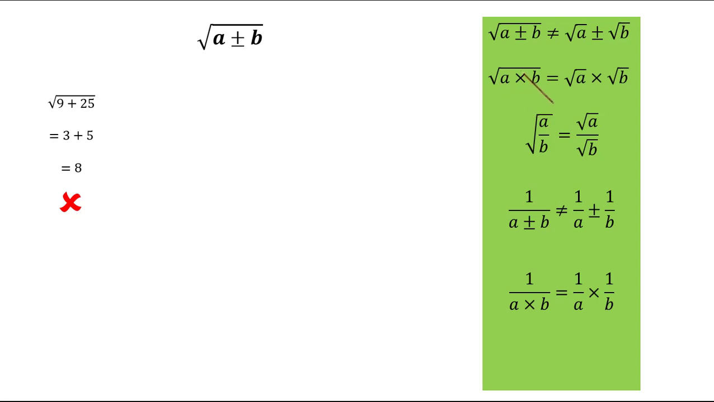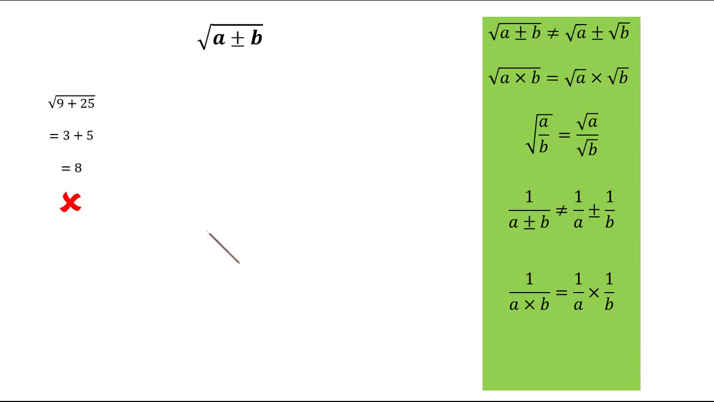But square root of a multiplied by b is equal to square root of a multiplied by square root of b. So if there is a multiplication sign, you can split it. You can split the radical, but not the plus or the minus sign. You can also split in case there is a division. Similarly, 1 upon a plus or minus b is not equal to 1 upon a plus or minus 1 upon b. Simply not equal to. But if there is a multiplication sign, we can definitely write this as 1 upon a multiplied by 1 upon b.